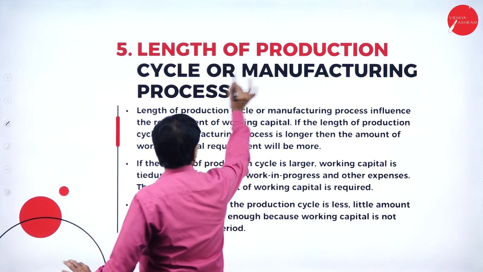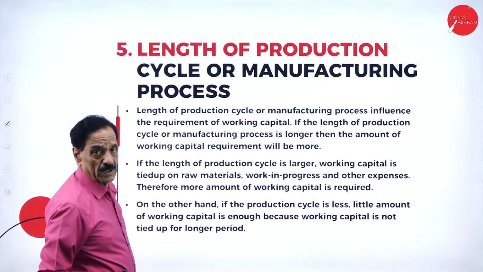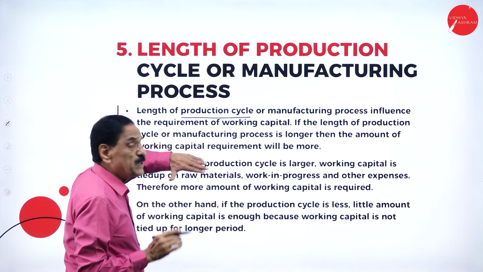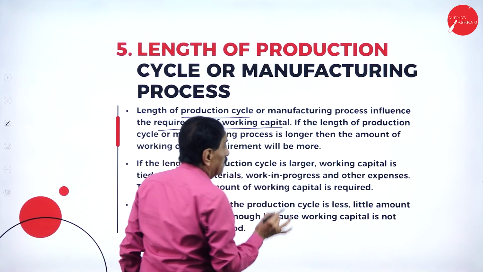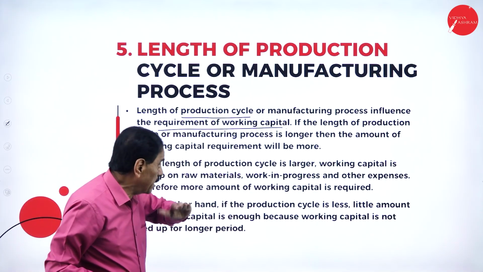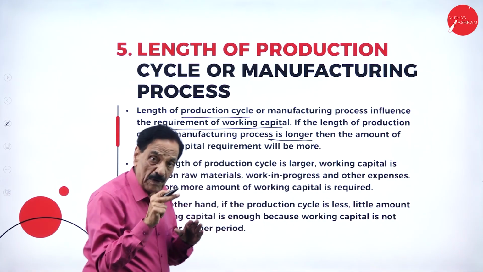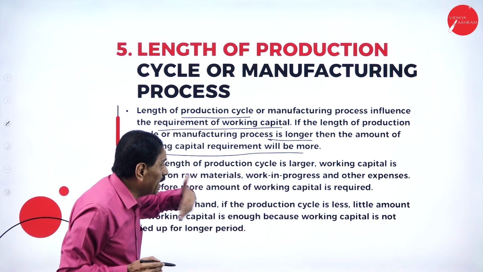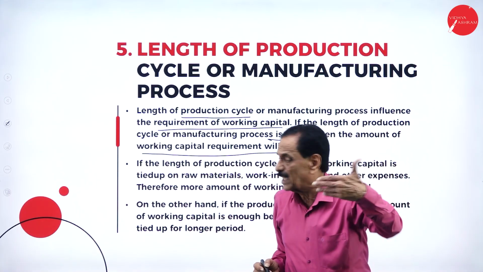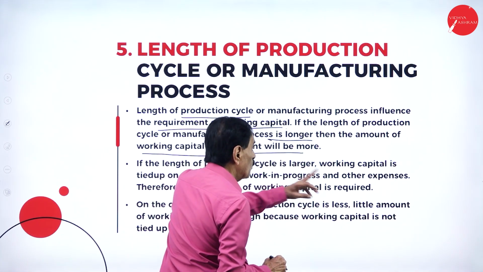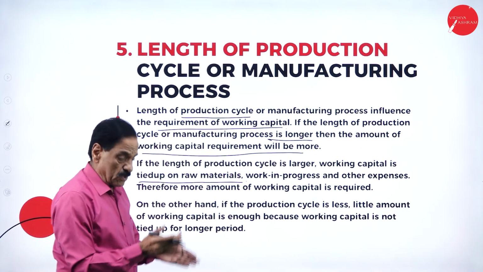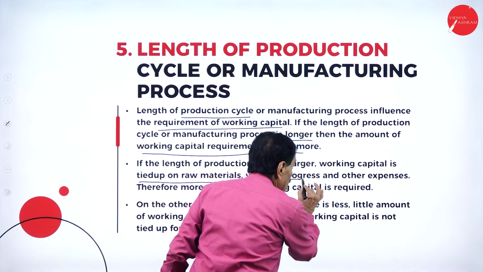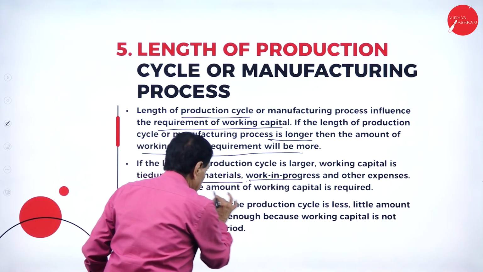Number 5, length of production cycle or manufacturing process. The length of the production cycle or manufacturing process influences the requirement of working capital. If the length of production is larger, then the amount of working capital requirement will also be more. If the length of the production cycle is larger, working capital is tied up in raw material, work in progress and other expenses, therefore more working capital is required.